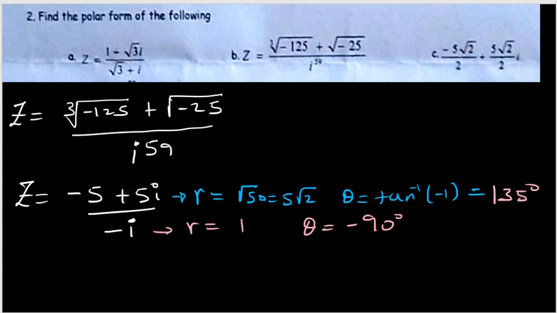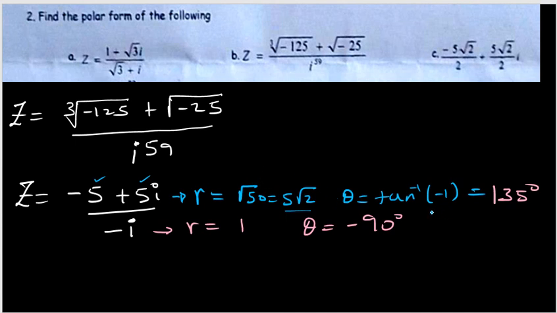So the numerator part only, the r will be the square root of negative 5 squared plus 5 squared, that is 25 plus 25 under the square root, which is 50. 50 can be written as 25 times 2 under the square root, and 25 from the square root will be 5 root 2.